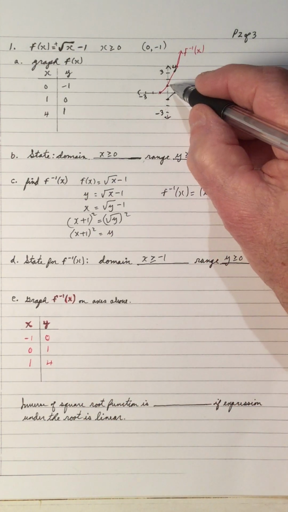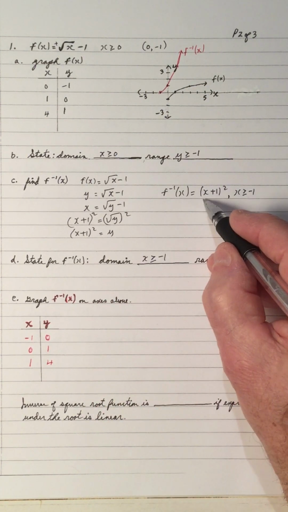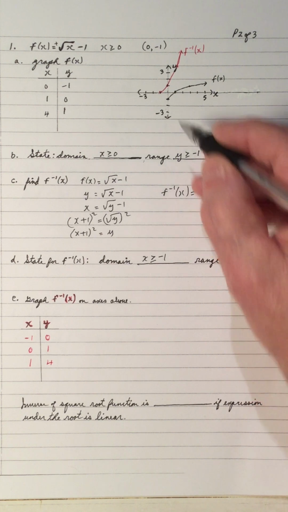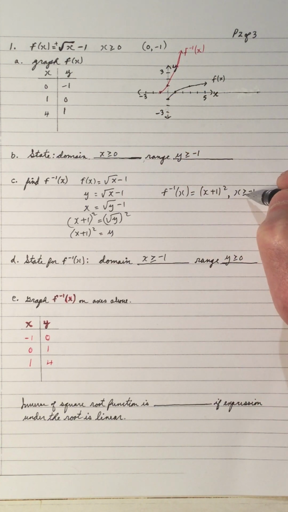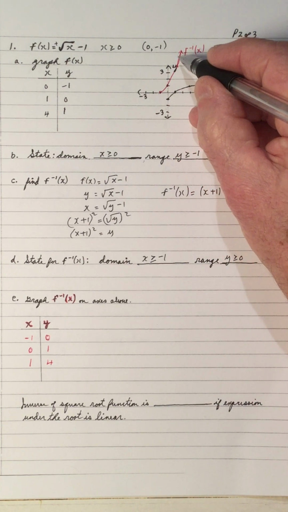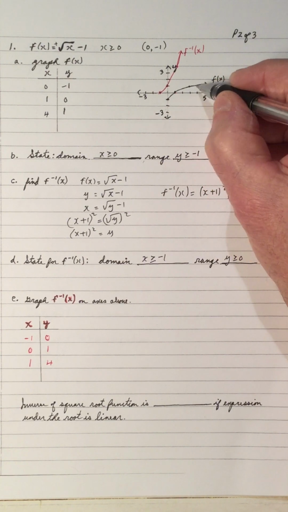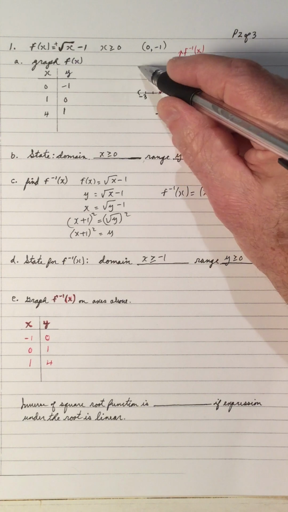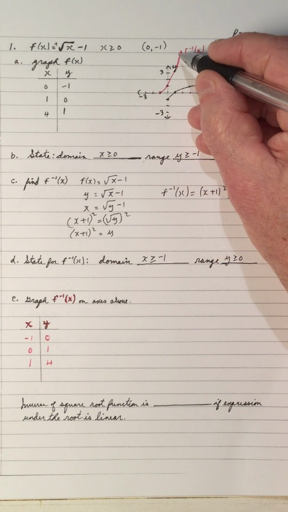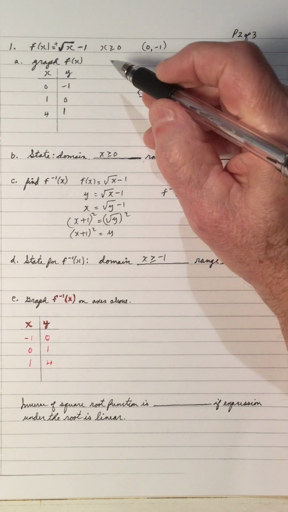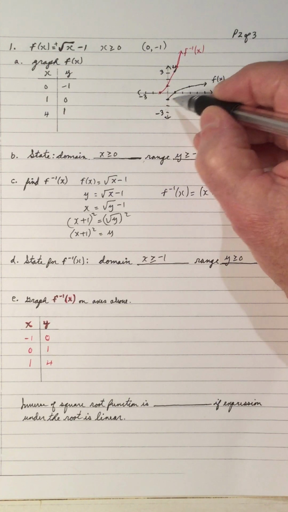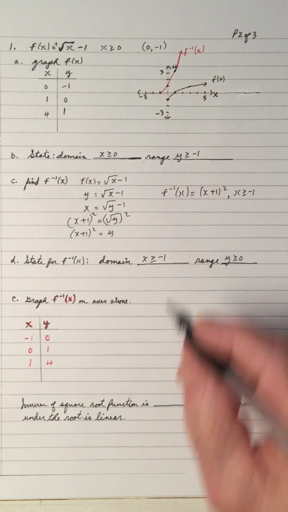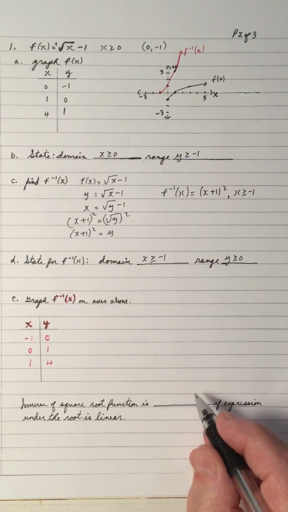So notice this is a parabola whose vertex is negative 1, 0. And so we're picking the right side, which is the inverse of this one. So there's the parabola right here, but we're only picking the right side, which is in relation to the square root. It's going up from this starting point. The inverse of a square root function is a parabola.